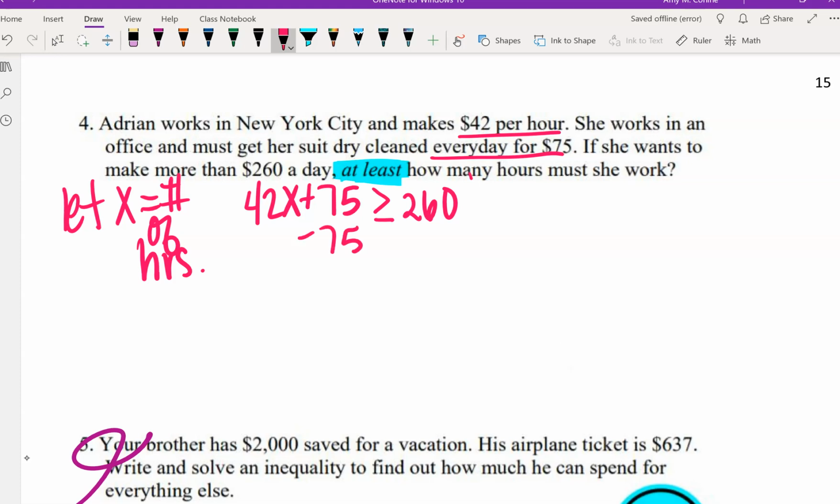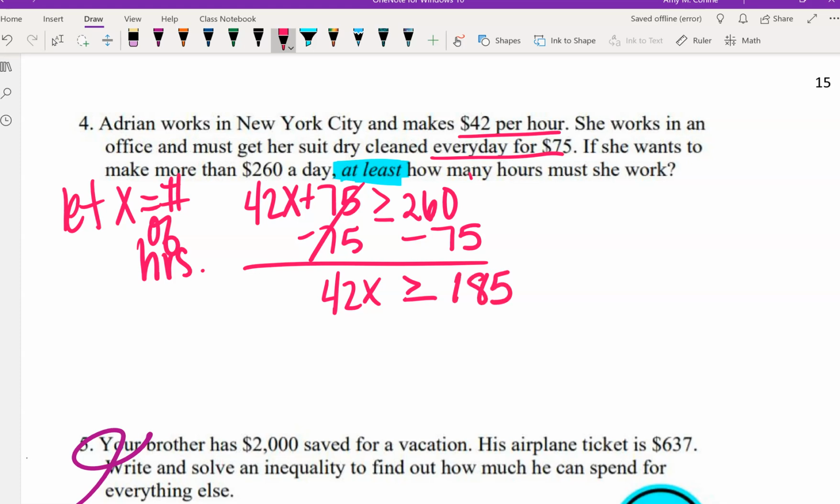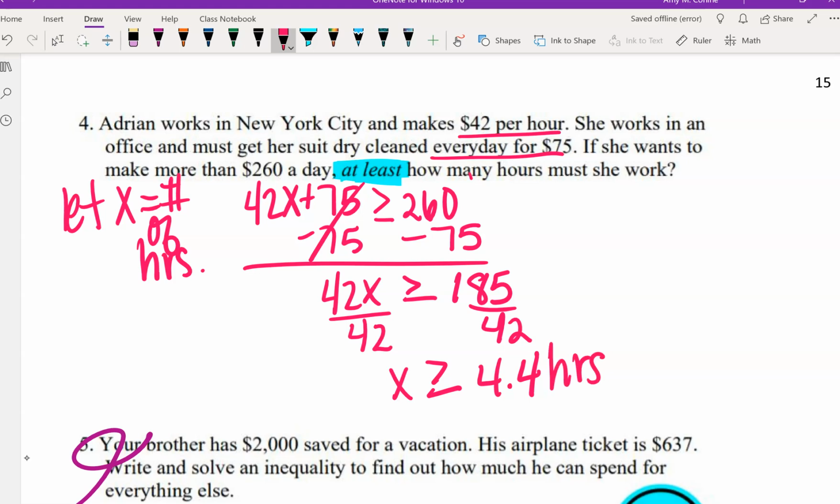We're going to go ahead and solve. So we're going to move our 75 over. Okay, so you do that using subtraction because we are adding it. So when you subtract it, you get 185 on the right side. Divide both sides by 42. That's how much she makes an hour. And then we should get X needs to be greater than or equal to 4.4 hours. So she needs to work at least 4.4 hours.